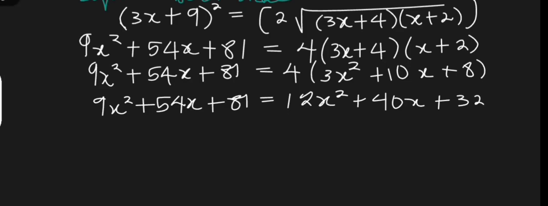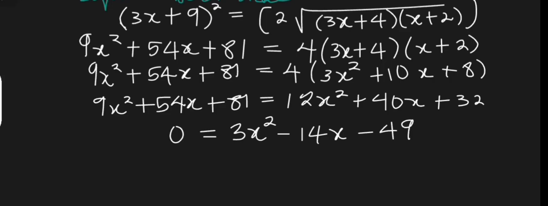Then we bring the like terms together. To do this, we will be subtracting 9x squared, 54x and 81 from both sides, so that on the left hand side we are only left with 0. And subtracting 9x squared gives 3x squared on the right. Subtracting 54x means we have negative 14x, and subtracting 81 means we have negative 49.